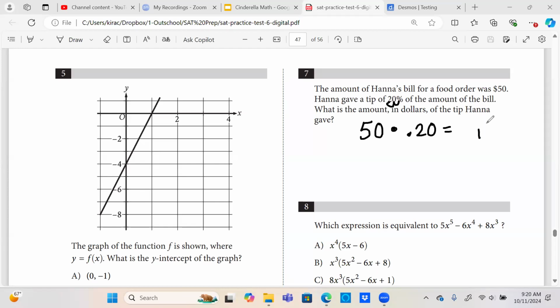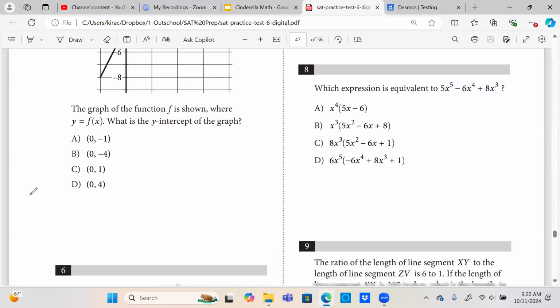She tipped the server $10. Oops, not 110. 10. If it would have said what was her total, you would do 50 plus 10 and say in total she spent 60 at the restaurant. But it didn't ask for that. They just said the tip. So be careful because they could have asked for that.